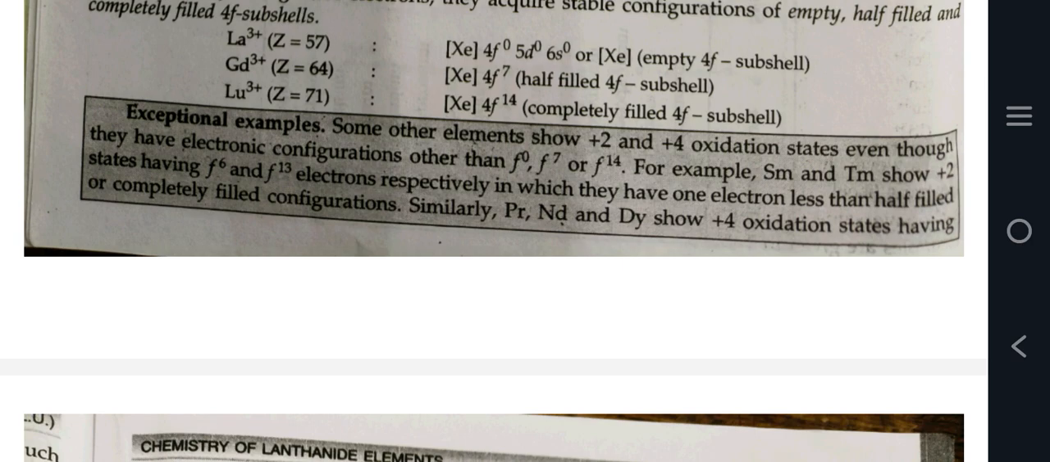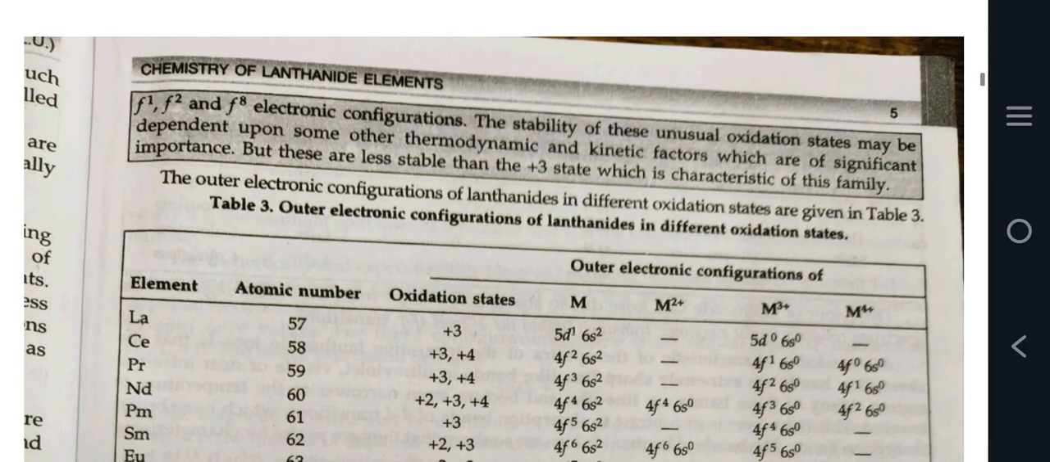Some other elements show +2 and +4 oxidation states even though they have electronic configurations other than f0, f7 or f14. For example, Sm and Tm show +2 state having f6 and f13 electrons respectively, in which they have one electron less than the half-filled or completely filled configuration. Similarly, Pr, Nd and Dy show +4 oxidation state having f1, f2 and f8 electronic configuration.